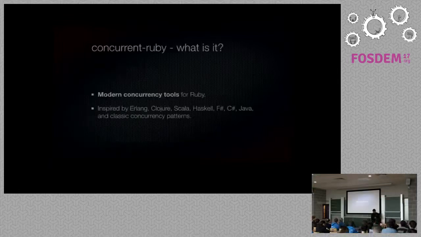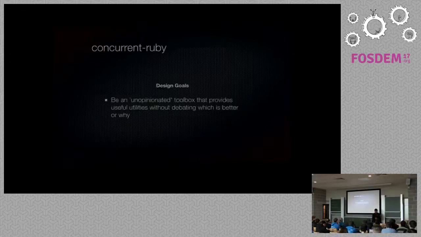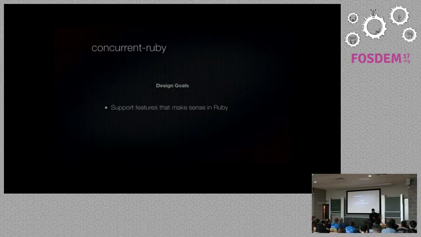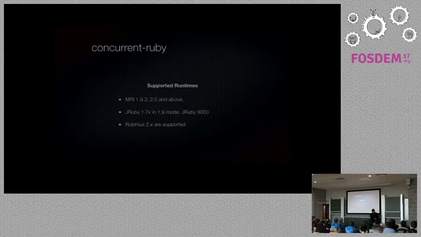So what is Concurrent Ruby? It's a set of modern concurrency tools for Ruby. It's inspired by Erlang, Clojure, Scala, Haskell, F#, C#, Java, and classic concurrency patterns. The design goal is to be an unopinionated toolbox that provides useful utilities without debating which is better and why. Stay true to the spirit of languages, providing inspiration. Keep the semantics as idiomatic Ruby as possible. Support features that make sense in Ruby, and exclude features that don't. Be small, lean, and loosely coupled.